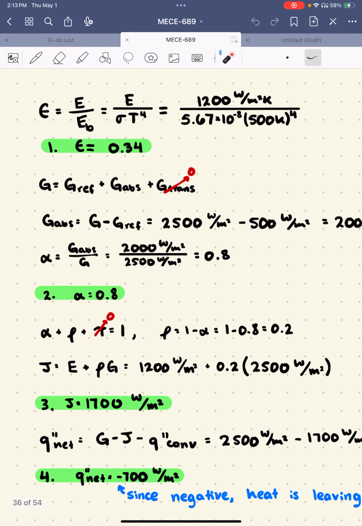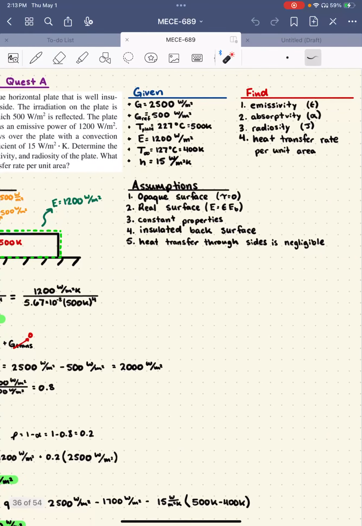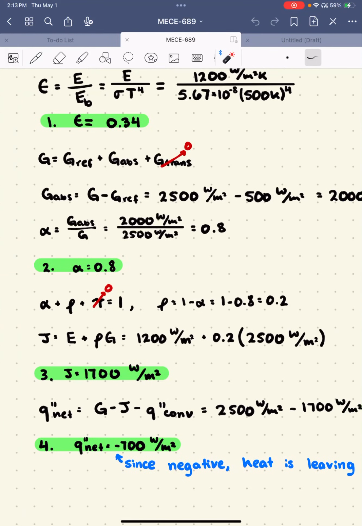Now, in order to find the radiosity, J, we're going to first start by solving for all of these together, which equals 1. So the absorptivity, the transmissivity, and rho is equal to 1. Now, that gives us this value is equal to 0.2, and the radiosity is equal to E plus rho G. Solving this equation, we get a radiosity of 1700 watts per meter squared.